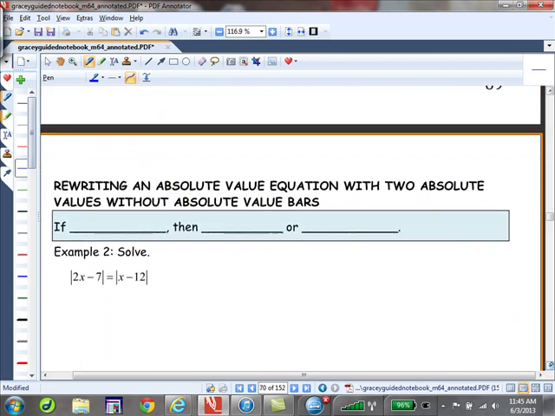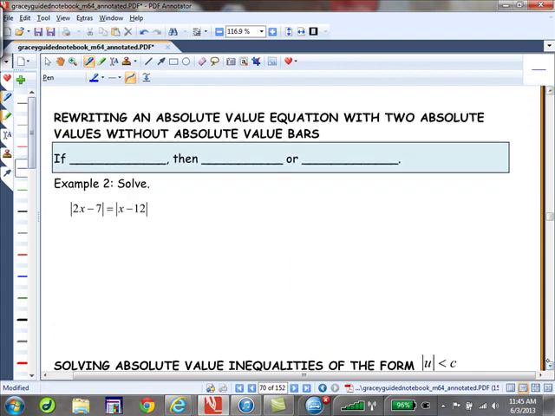Now we move on to the case where there's an absolute value on each side. Right? So if you have absolute u equals absolute v, you just pick one side to designate as the absolute value. So you can say u is equal to v, or u is equal to negative v.